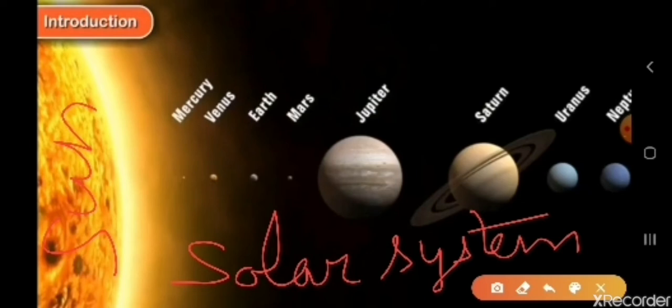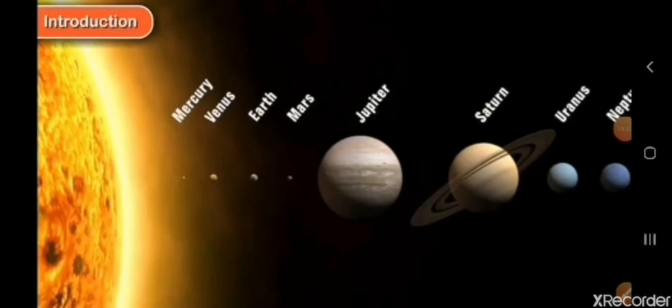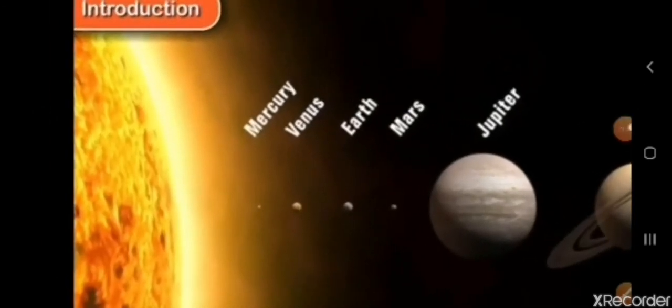So, children, the first planet that is closest to the sun is Mercury. Children, Mercury is the smallest planet in the solar system. Mercury is the planet which is closest to the sun. It is the smallest planet of the solar system. Children, do you know Mercury is extremely hot during the day and extremely cold during the night.